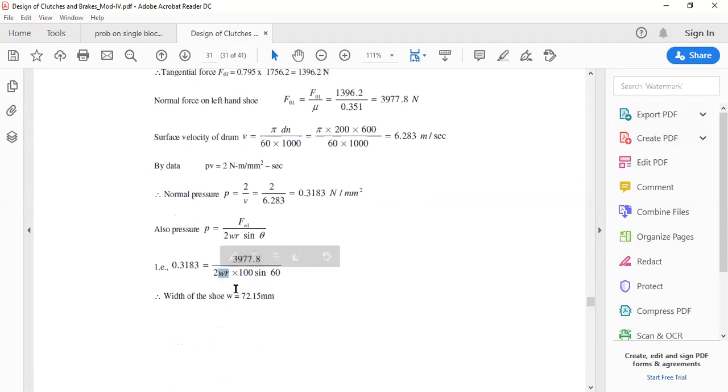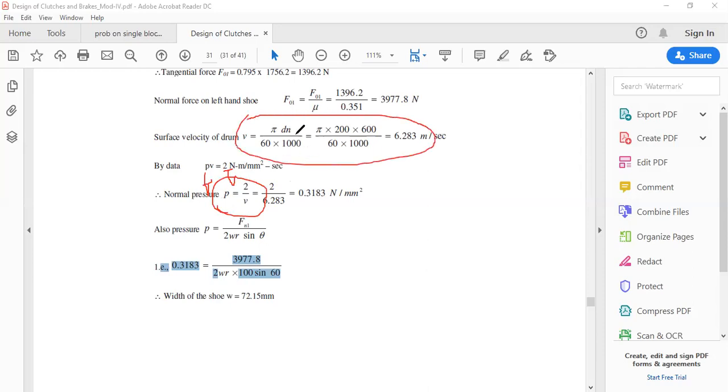R is 100 mm again, and pressure P is 0.3183. How is this particular value obtained? As this is taken here, say velocity V is taken to the RHS. So 2 divided by V gives us the value of pressure. So what is velocity? Velocity is by using the fundamental expression pi dn by 60 into 1000. So that value is 6.283 meter per second.